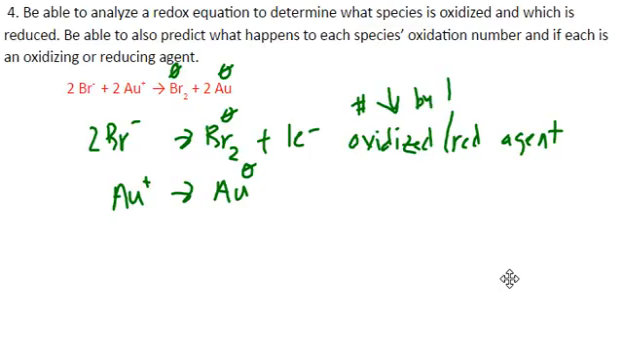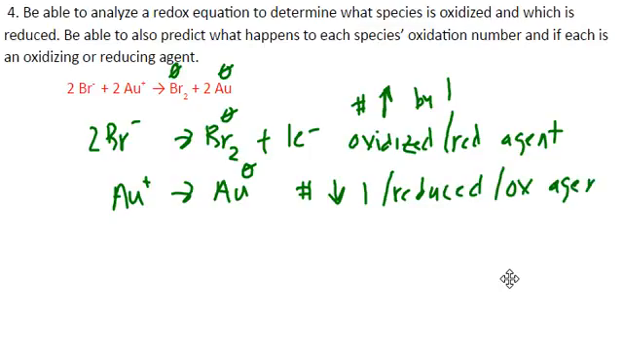The gold, on the other hand, its number decreases, in this case by 1. I'm sorry, I just got that backwards. The bromine's number is increasing because it was a negative, so its oxidation number is increasing as it's losing electrons. And over here, we've got the number decreasing, or reducing. That's our clue. It's reducing by 1, so it is reduced, and it therefore is the oxidizing agent.